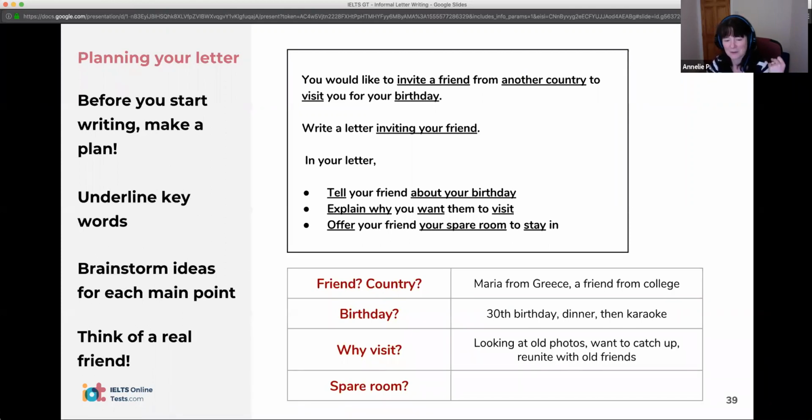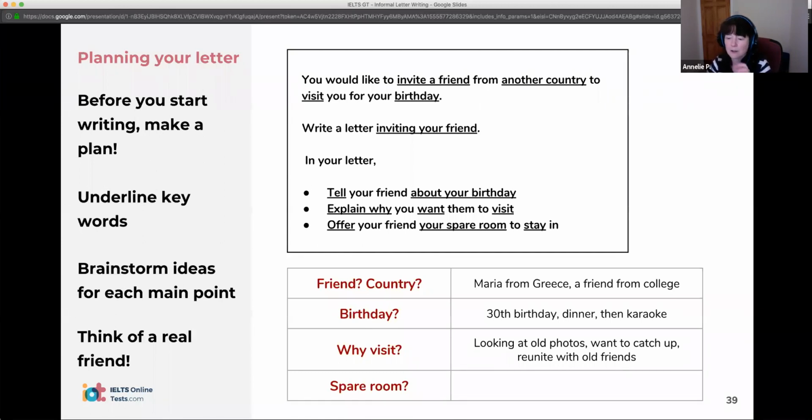Okay, so the reason we've gone for is you were looking at some old photos. You want to catch up. It's been a long time. And okay, exactly as quite a few other people said, so you're reuniting with old friends. Very good, Syed. Could be to then talk about future plans. Okay, very good. And then the last bullet point is you're going to offer your friend your spare room to stay in.